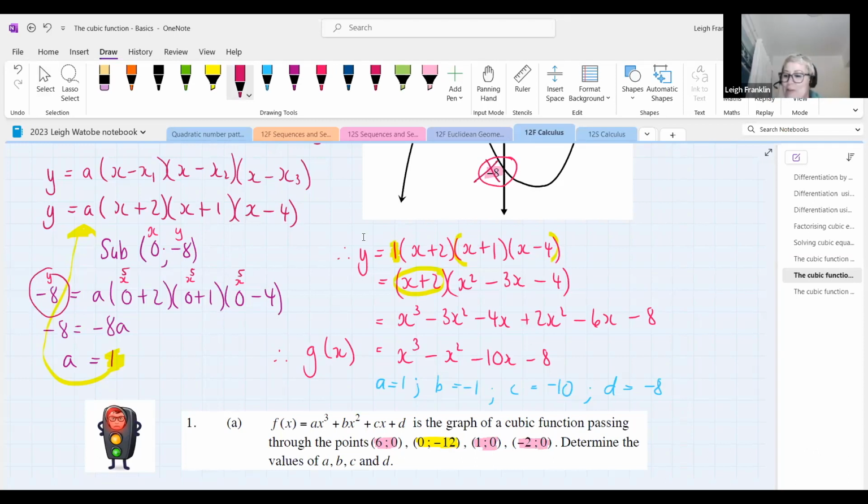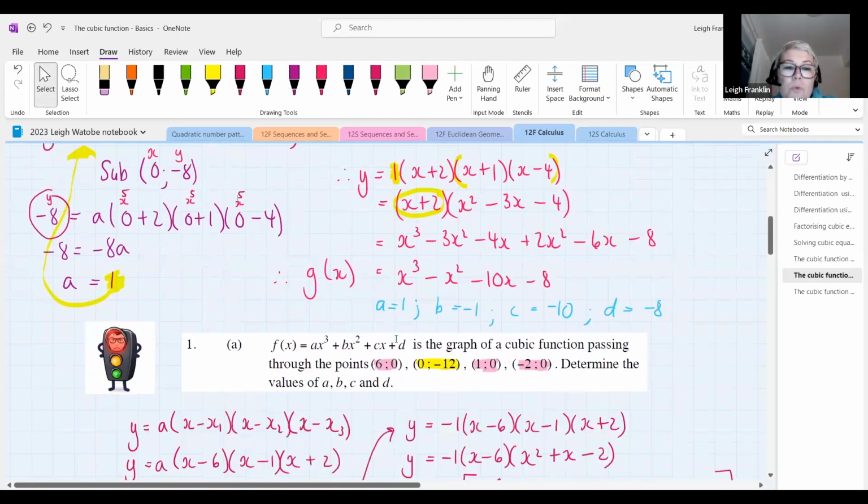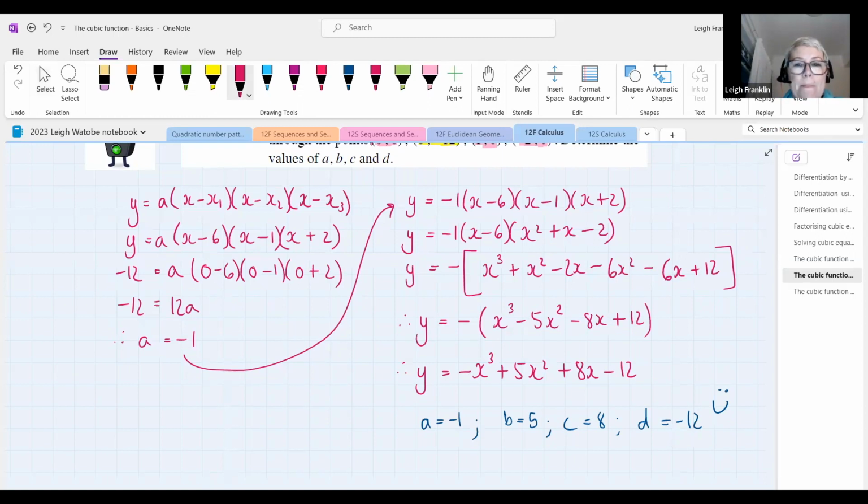No, no. The x coordinate of your y-intercept will always be 0. Often they give you the y-intercept just to make life a little bit easier. It just means it's simpler for you when you have to multiply these 3 brackets together to get the coefficient of a. But theoretically, they could actually give you any other point that lay on the line, and it would work.